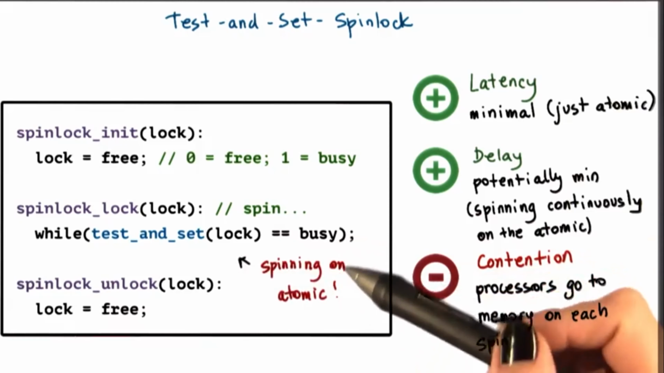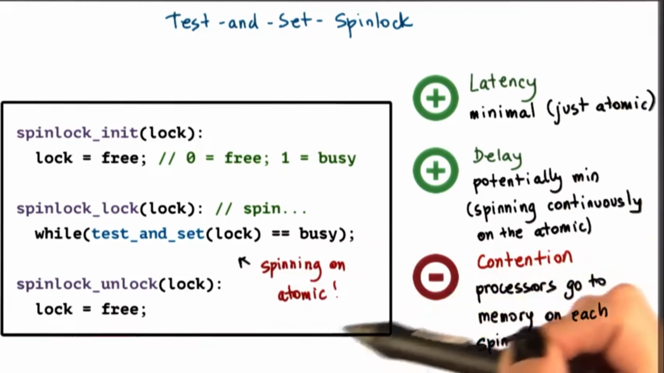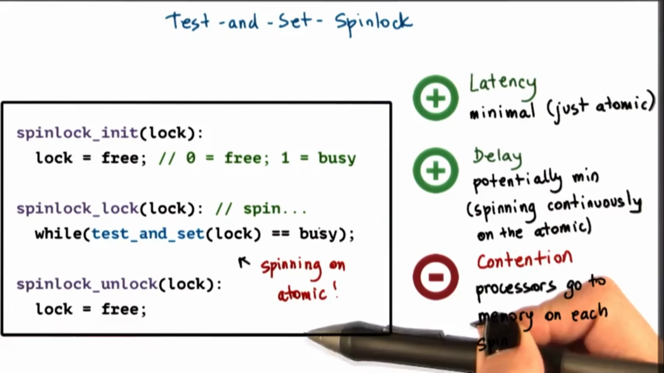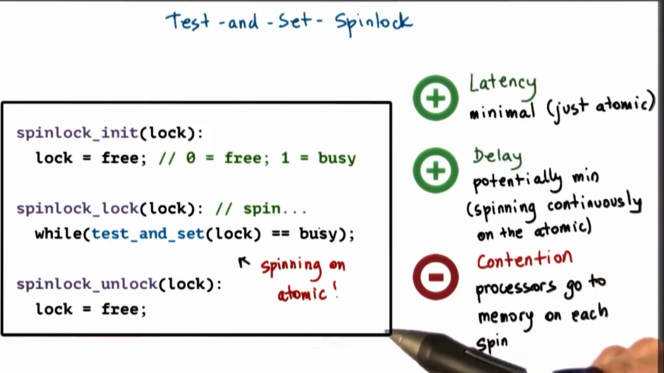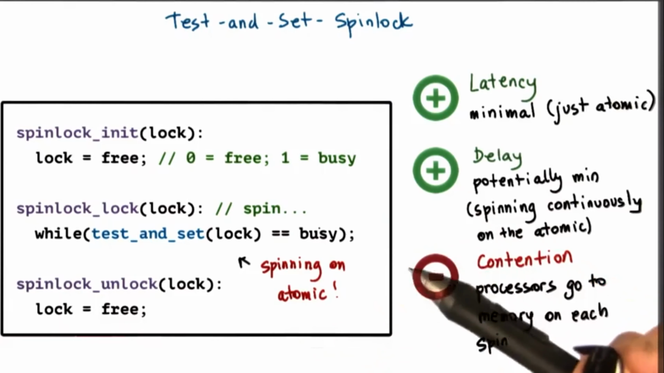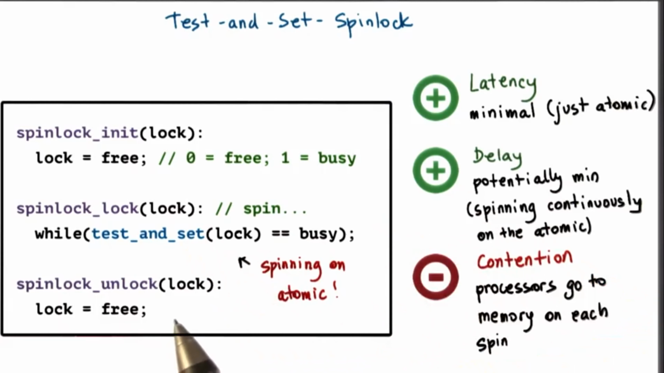The real problem with this implementation is that it continuously spins on the atomic instruction. If we don't have cache coherence, we will really have to go to memory in order to check what is the value of the lock.